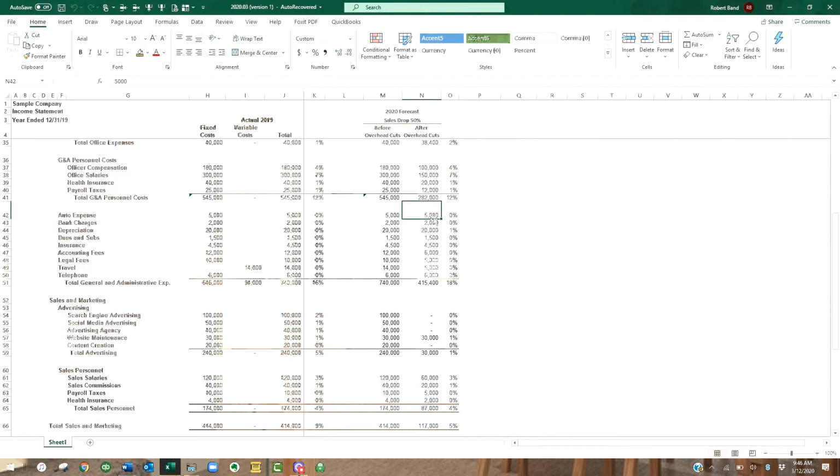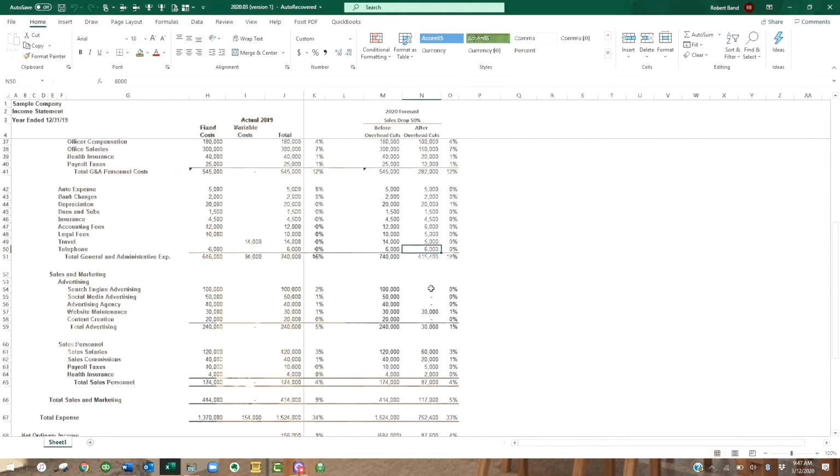Auto, let's assume they're auto leases, and there's nothing that could happen with those. Those are fixed. Bank charges largely are fixed. Depreciation is fixed. Insurance is largely fixed. I did cut accounting and professional fees. Travel, I cut here. Figure less trade shows or less travel overall. Telephone, not much you could do.